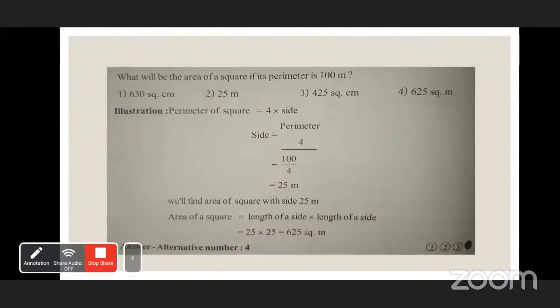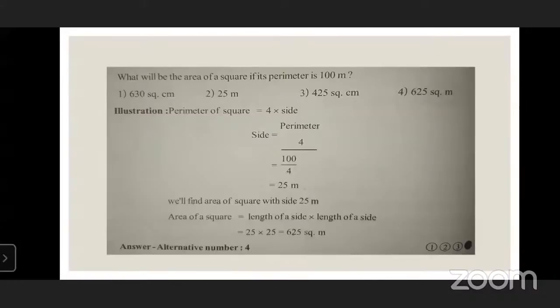See, an illustration is given. Perimeter of a square is 4 into side. So the side is perimeter upon 4. That is 100 upon 4. So the side of a square is 25 meter. Now we will find the area of a square with side 25 meter. So area of a square is length of a side multiplied by length of a side. So 25 multiplied by 25. We will get 625 square meter. So the fourth one is the correct option.